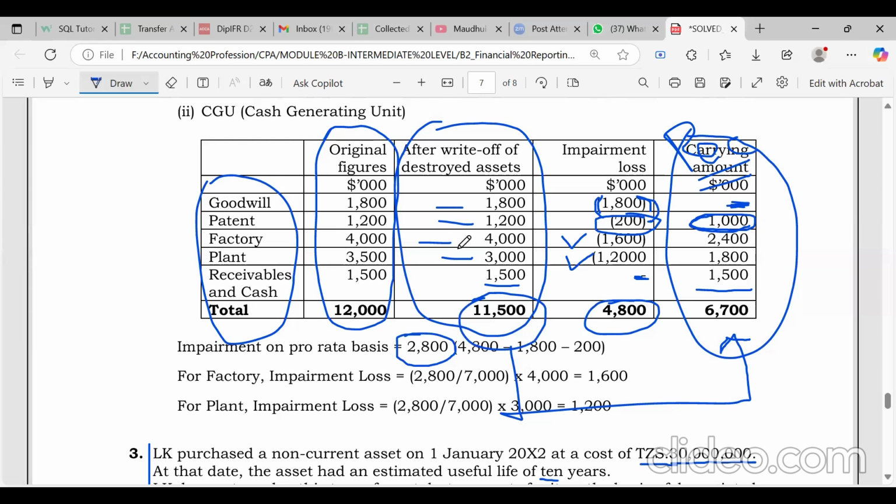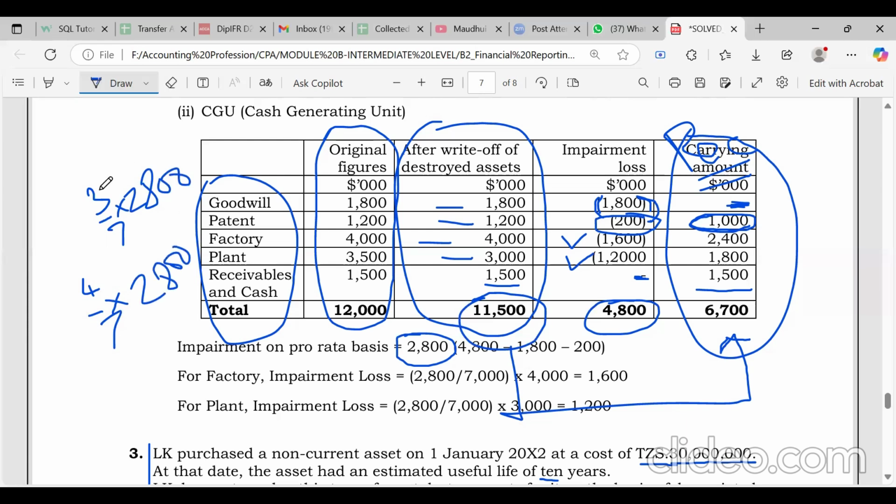So you take their total. Factory has a weight of 4,000, and the plant 3,000. This is a total of 7,000. So you apportion them. When you need the figure for the plant, you say plant was 3,000 divided by the total, which is 7,000. When you go to the factory, it is 4,000 divided by the total 7,000. And then you must multiply these figures by the remaining impairment to be apportioned, which was 2,800.